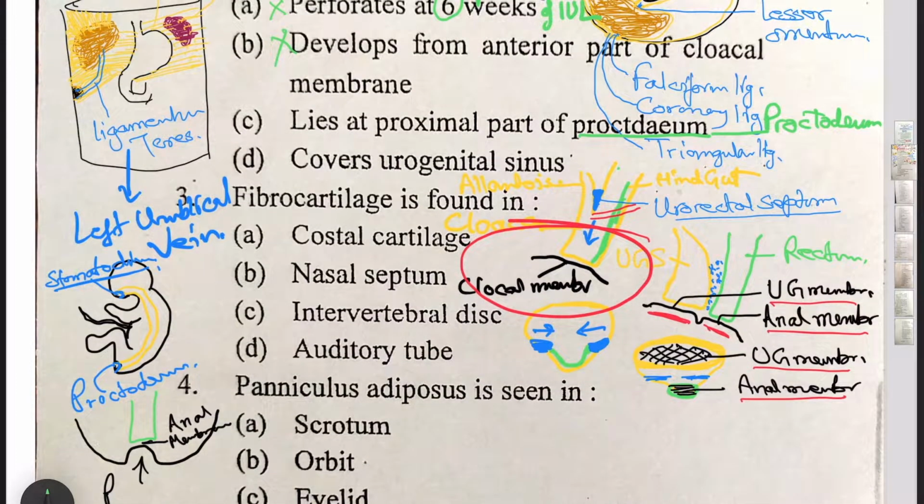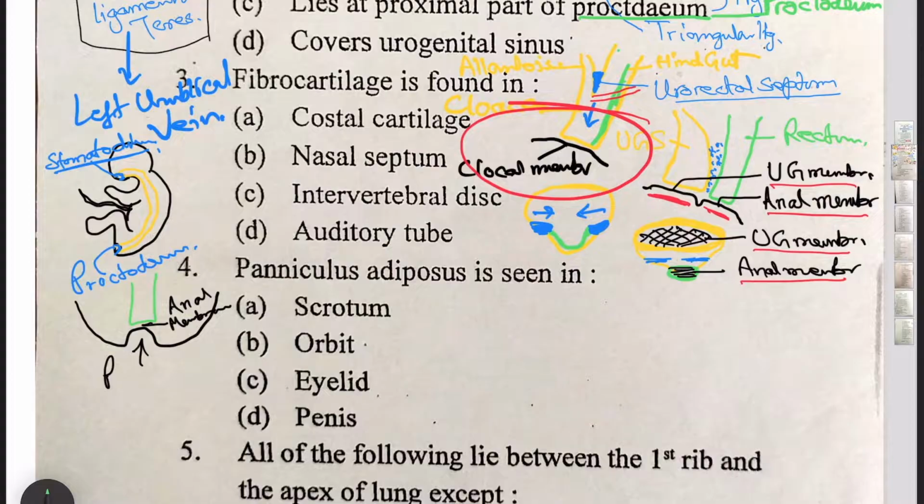Then choice C is it lies at the proximal part of the proctodeum. Yes, you can see it here, that I had shown you this is the proctodeum in this diagram I'm talking about. So this proctodeum on its proximal, meaning inner surface, is lined by the anal membrane, which actually ruptures at the 9th week of intrauterine life.